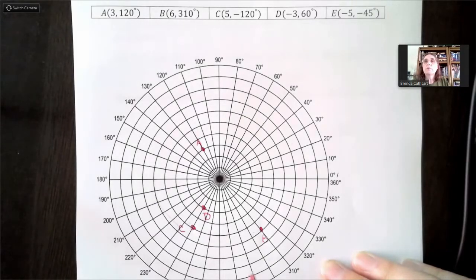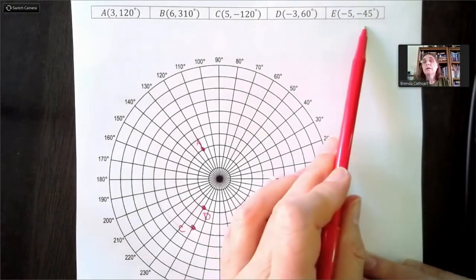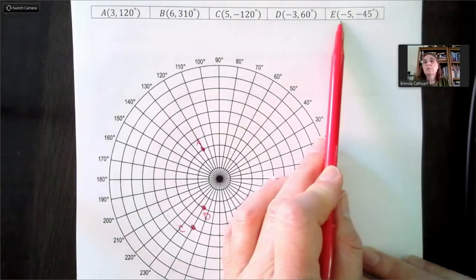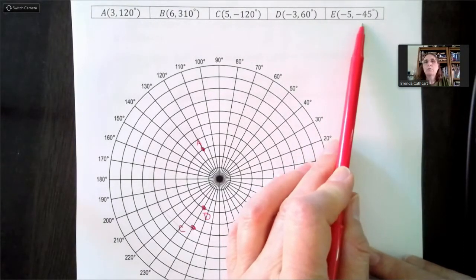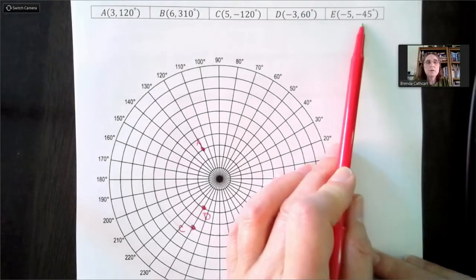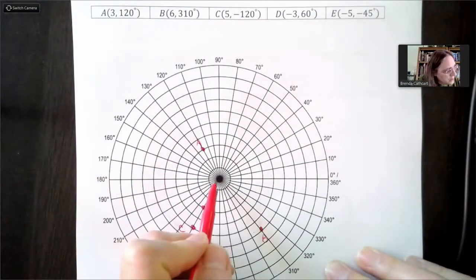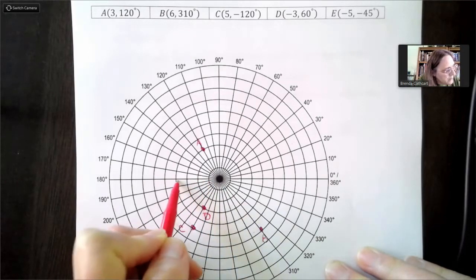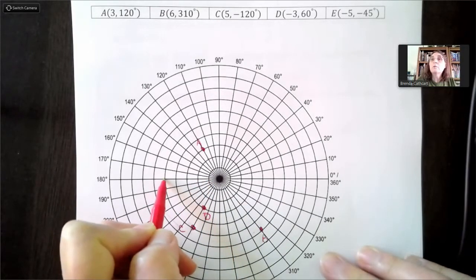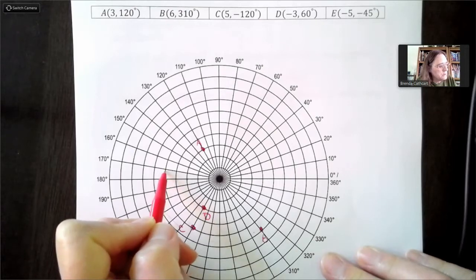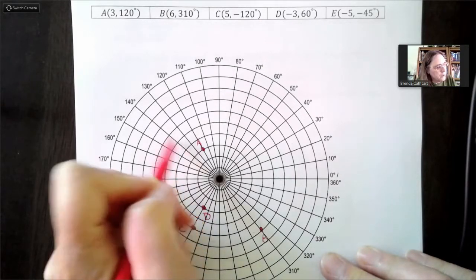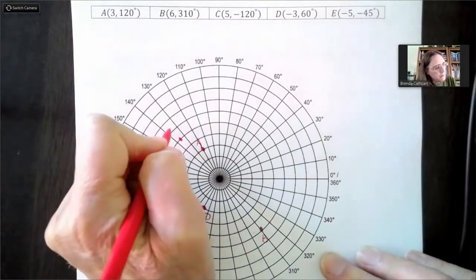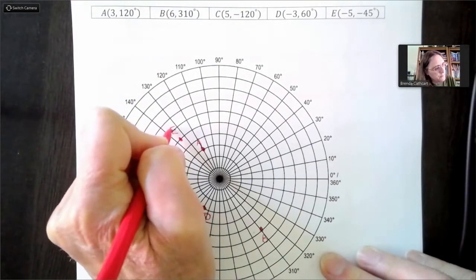Point E has both negative radius and negative angle, so we're going to move to the left horizontally to start with, and then we're going to move clockwise 45 degrees. So let's start at our origin, at our 0, and move to the left 5 units. And then we're going to go clockwise 45 degrees. So 10, 20, 30, 40, and 45 is going to be right in between these two. And this is our point E.